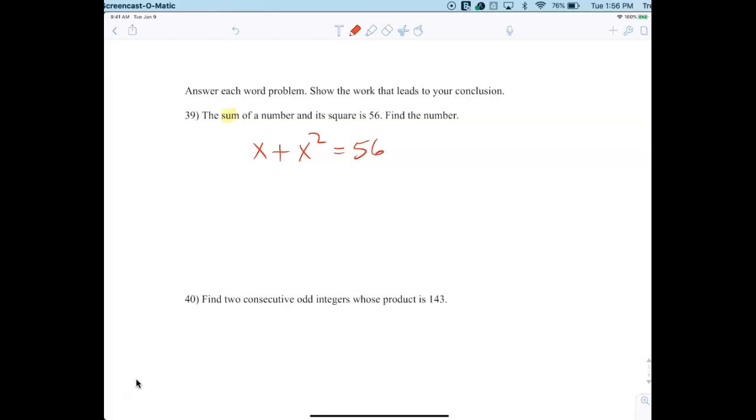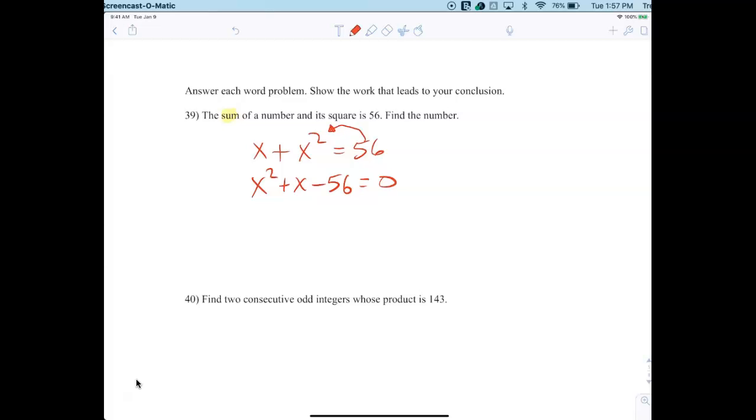All right? So now, to set this equal to 0, I have to move what? The 56 over to the left. When I move 56 to the left, it becomes what? Now notice I'm going to put it in the right order. X squared plus x minus 56 equals 0. Everybody with me on that?